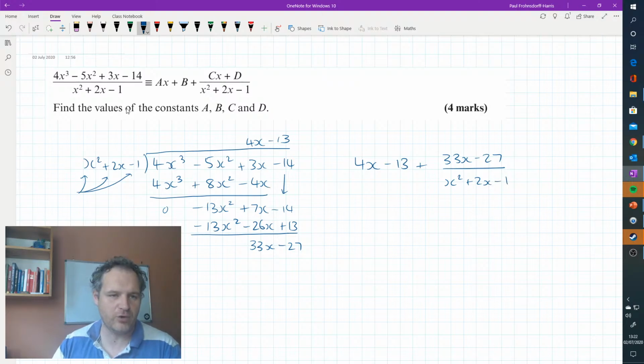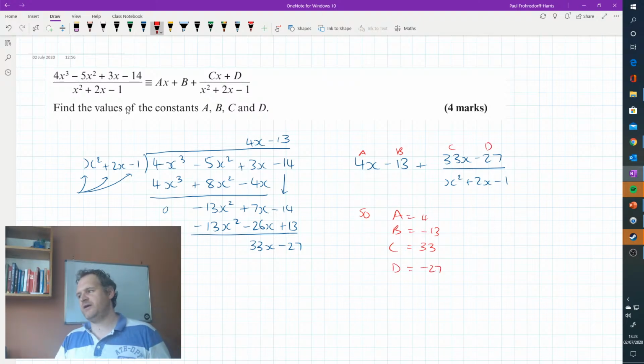But as I said before, never leave your answer without saying so. A equals 4, B equals minus 13, C equals 33, and D equals negative 27. Don't forget to get the signs the right way around.